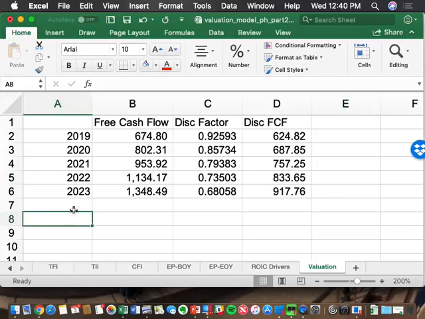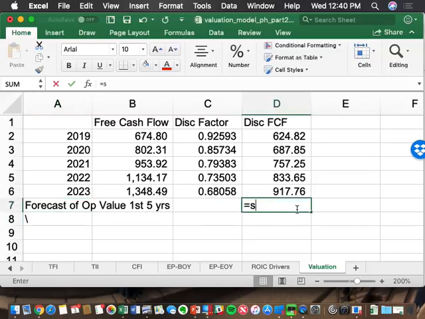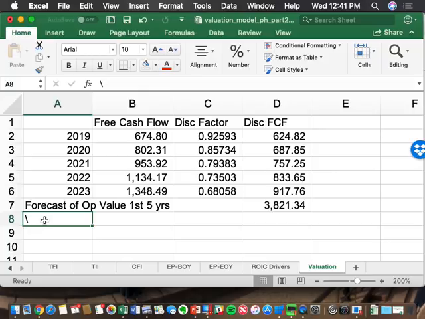If I were to sum these 5 years, I have the forecast of the operating value, in this case Parker Hannifin, for the first 5 years. Assuming our forecast is true, they're going to be worth about $3.8 billion present value of operating free cash flow value based on this first 5-year worth of forecast. Once I present value them, I just sum the present values, and that gets the initial operating value for the first 5 years.